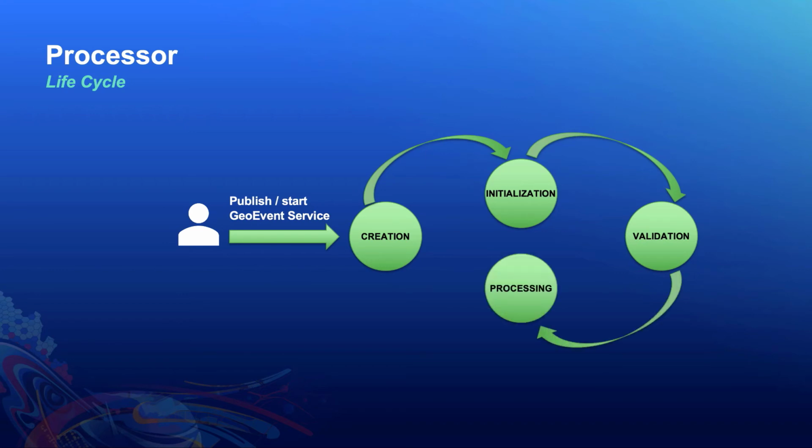It will stay in this processing stage, processing events performing specific actions such as enrichment or identification until the user decides to stop the GeoEvent service. Once stopped, the processor will enter the shutdown stage where it will free up resources and reallocate memory.